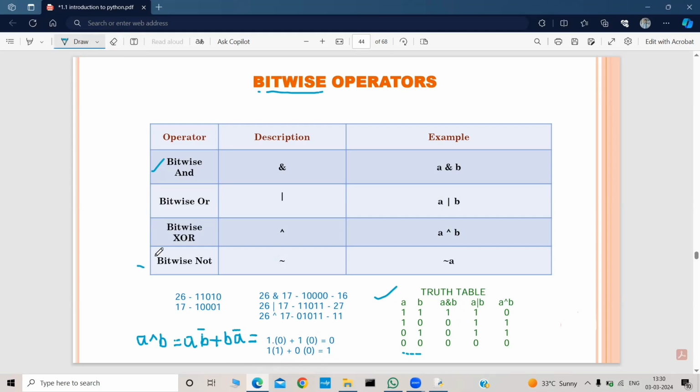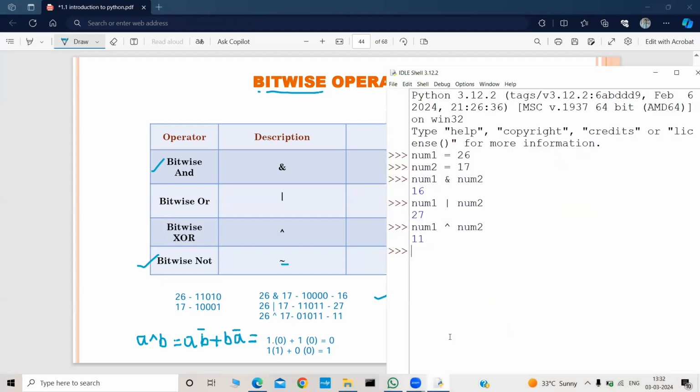And the next operator was bitwise NOT. And this is the symbol for bitwise NOT. So this bitwise NOT operator will return the ones complement of the number. So if you observe, here we have used two operands, A and B, A or B, A XOR B. But here we have used only a single operand, right? Let us have a number that was some 10. Then I will do bitwise NOT of A.